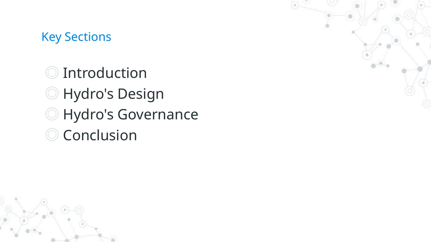We will begin with an introduction to the Cosmos ecosystem and the challenges it faces. Next, we'll delve into Hydro's design, covering aspects like buckets, tranches, and Hydro lock tokens. Following this, we'll discuss the governance mechanisms in place before concluding with key takeaways.